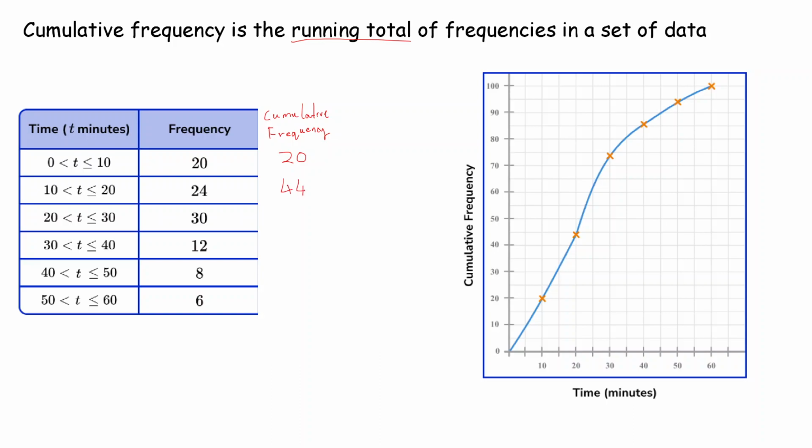Then between 20 and 30, you've got to keep your running total going. So you've got to do the 20 and 24, which is 44, add the 30, which is now 74. Between 30 and 40, you add on that 12 to the 74, which is going to give you 86. And then 86 add the 8 is going to be 94. And then 6 add the 94 is going to give you 100.